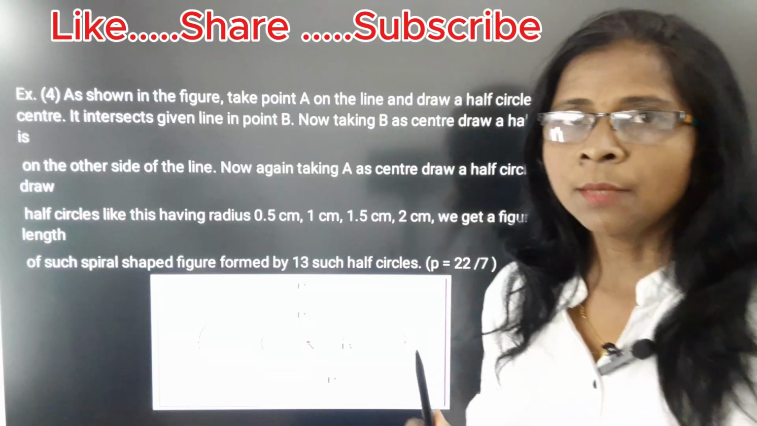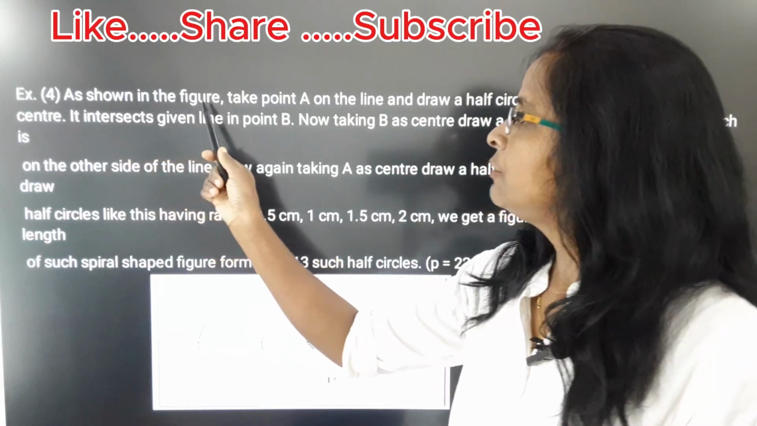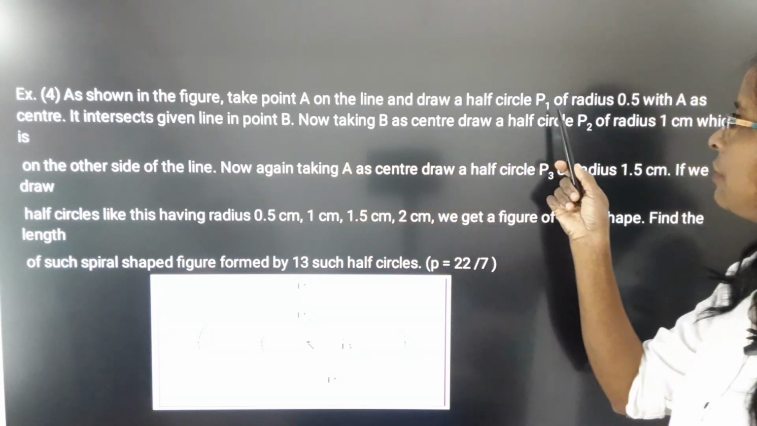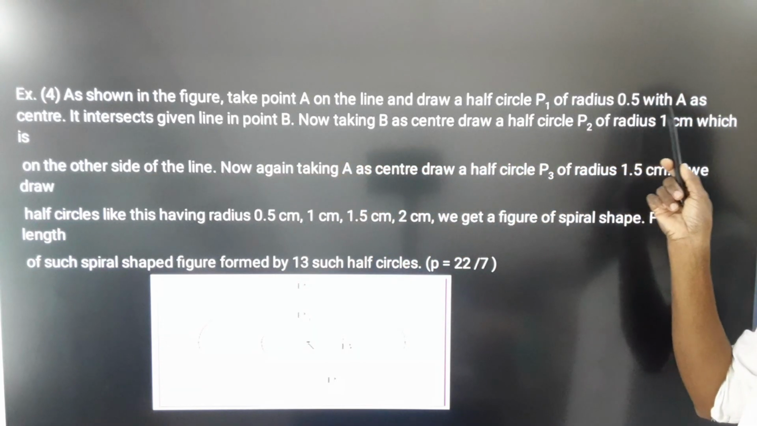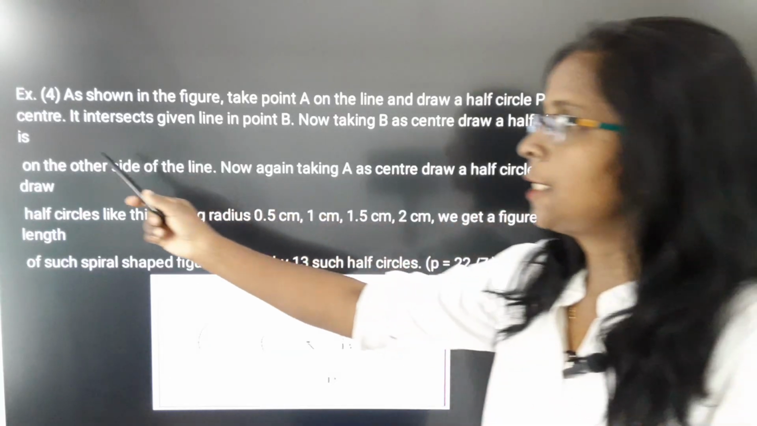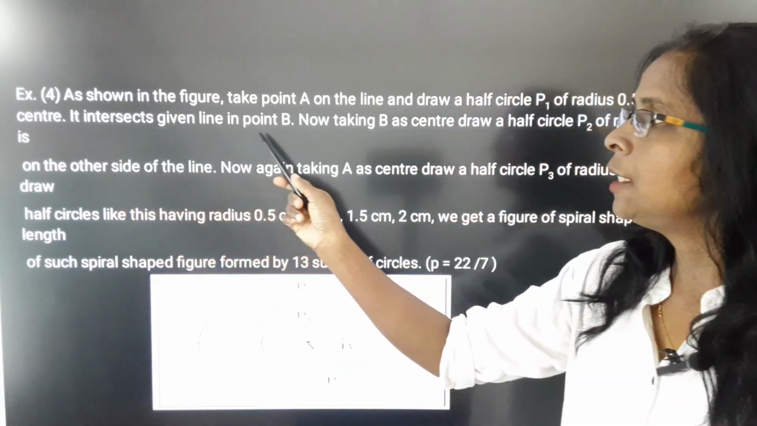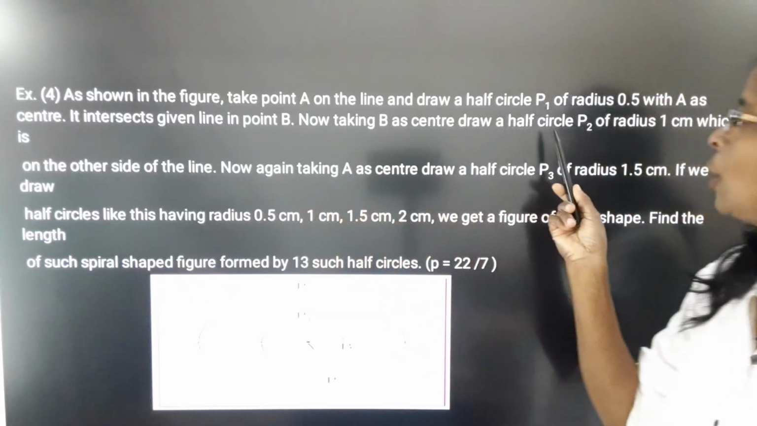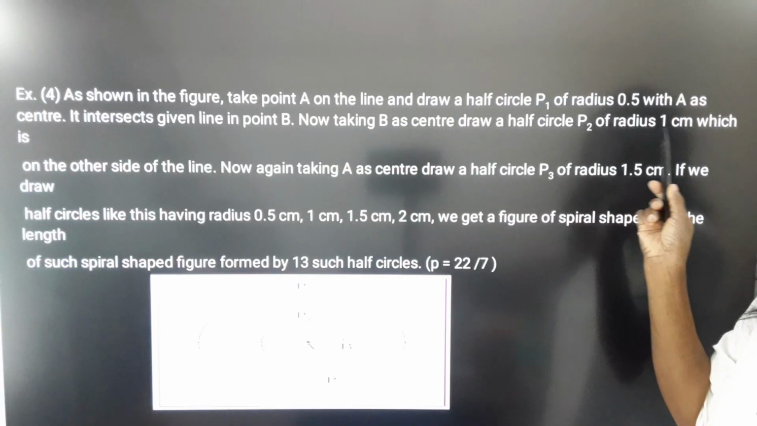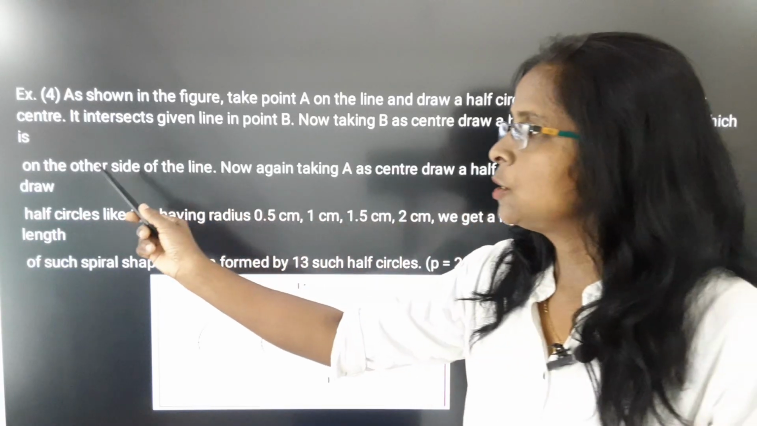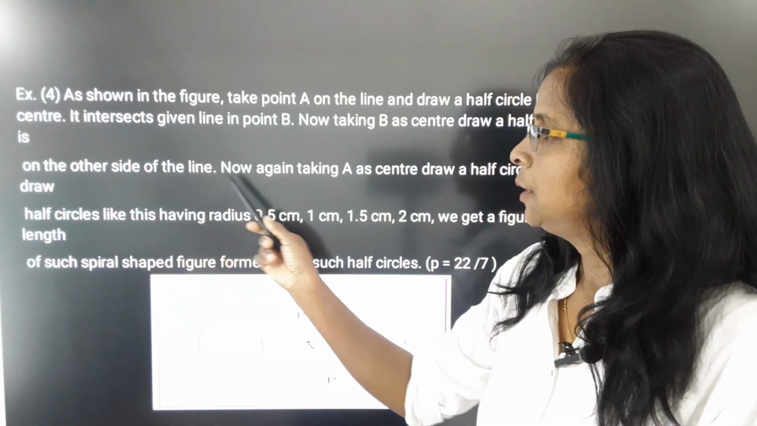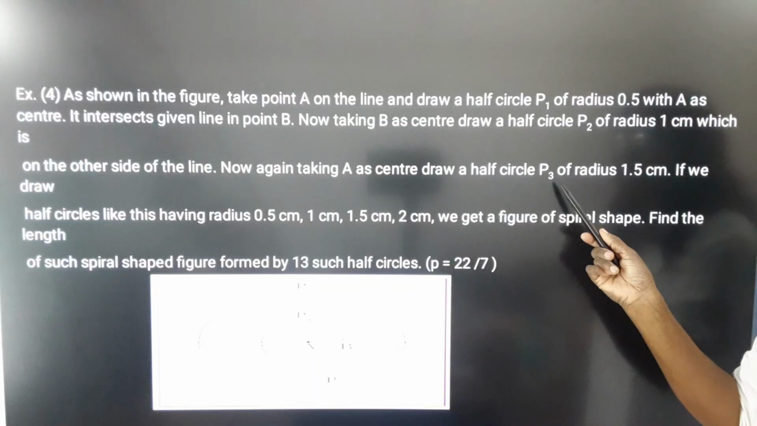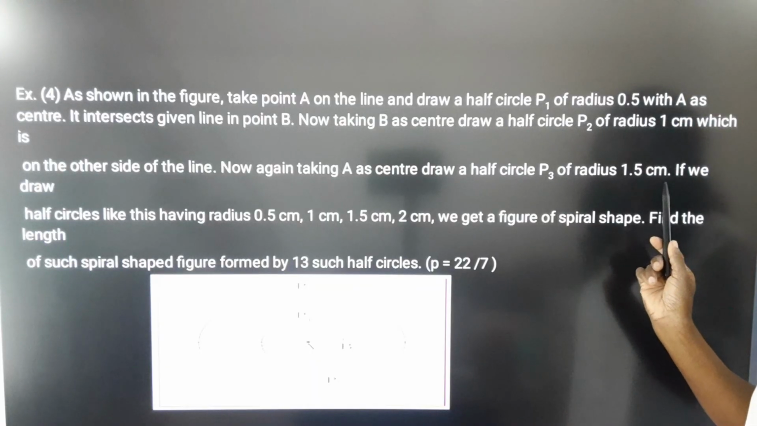Come to the next example, students. As shown in the figure, take point A on the line and draw a half circle P1 of radius 0.5 with A as center. It intersects the given line at point B. Now, taking B as center, draw a half circle P2 of radius 1 centimeter, which is on the other side of the line. Now, again taking A as center, draw a half circle P3 of radius 1.5 centimeter.